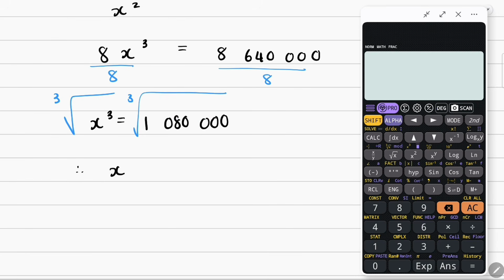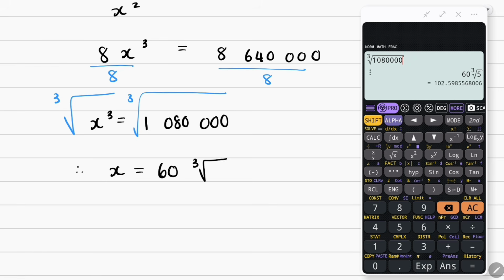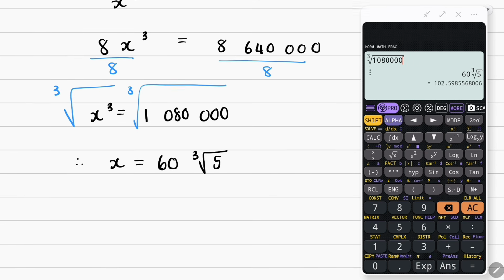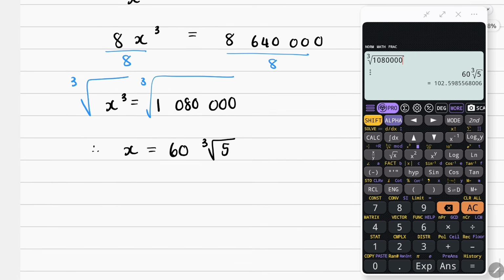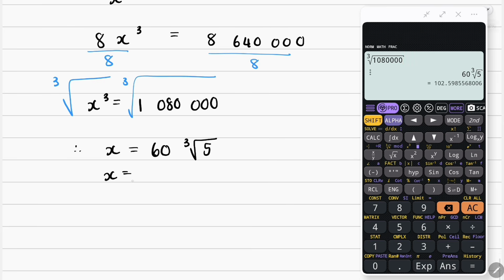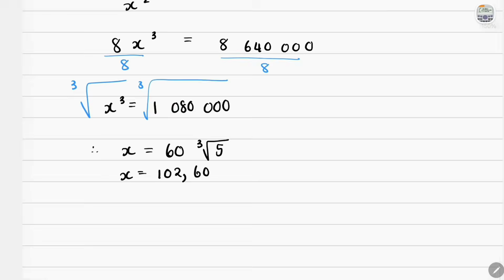Just to ensure that this is correct, I'm going to find the cube root of 1,080,000. You can see what it gives us: 60 times the cube root of 5. In decimal form, you can't leave it like this because you have to round to 2 decimal places either way. So that is 102.6, and that is going to round up to 0.60.